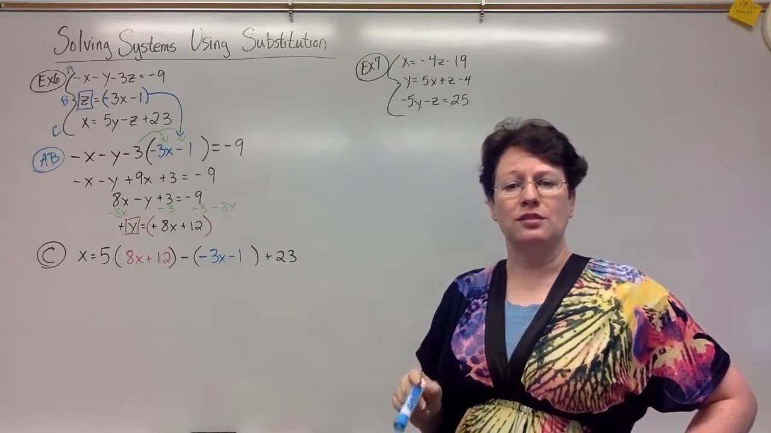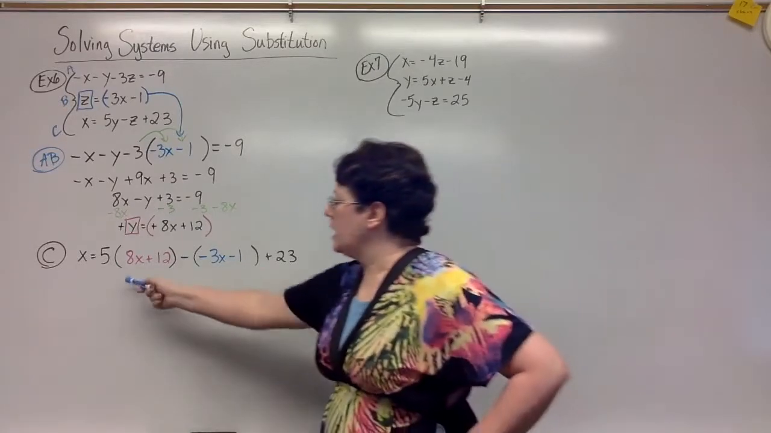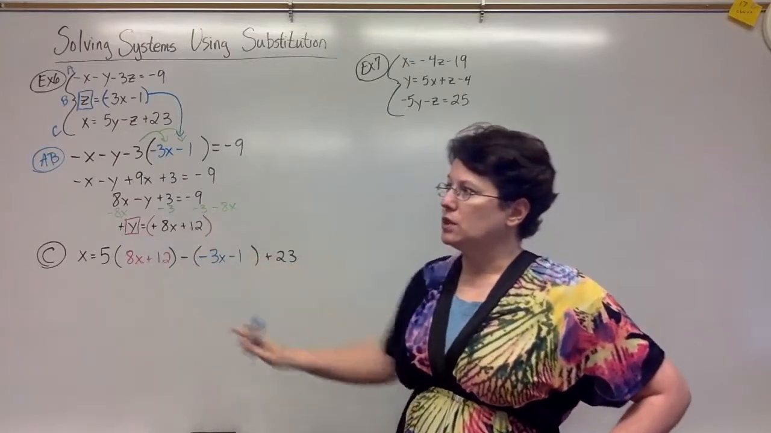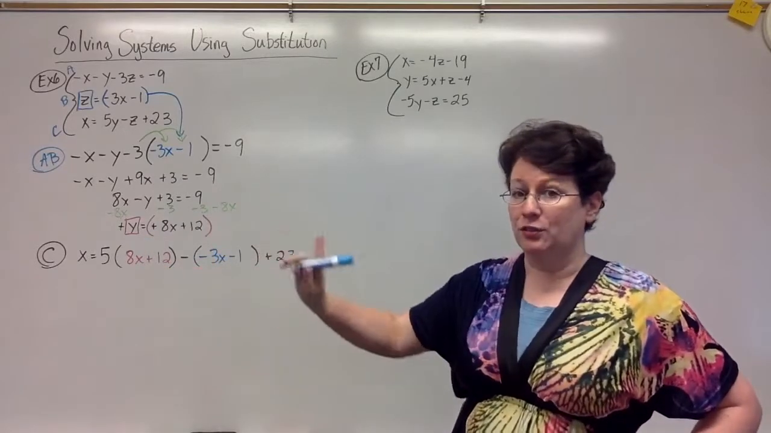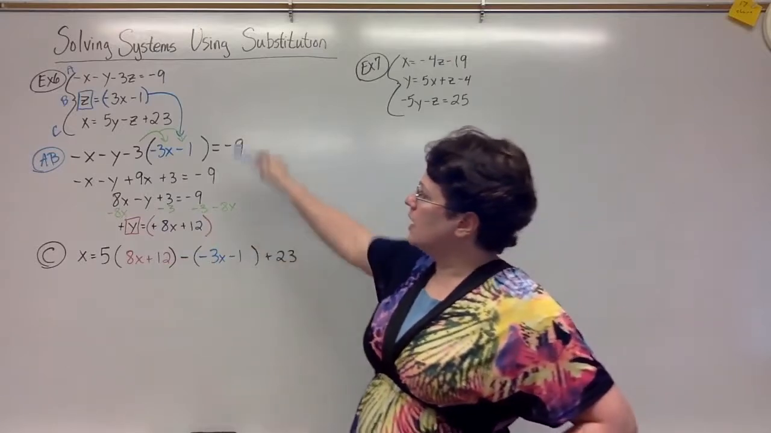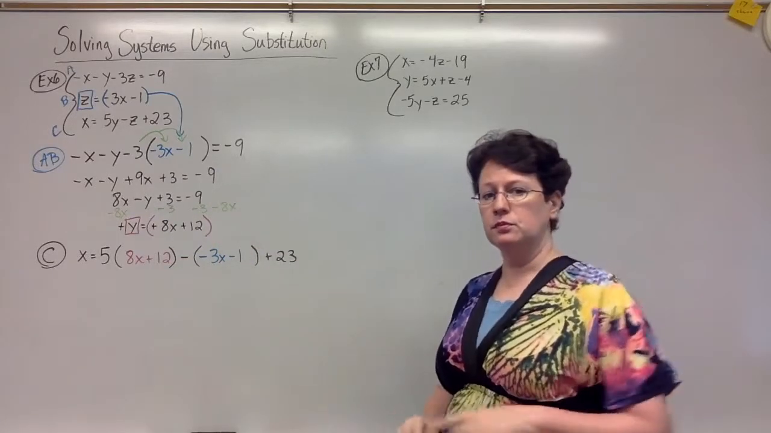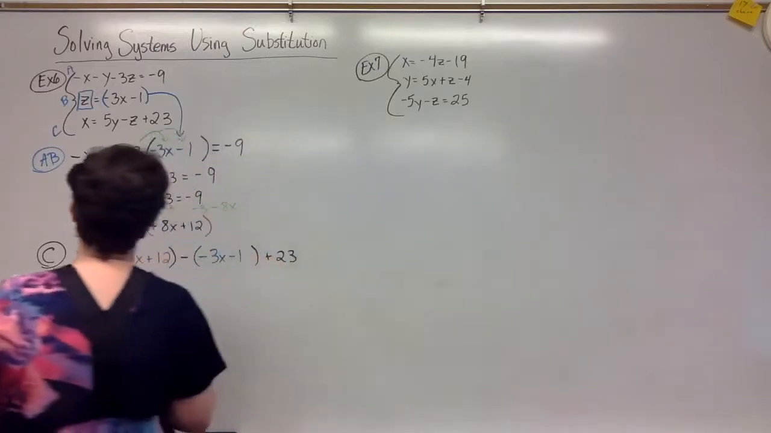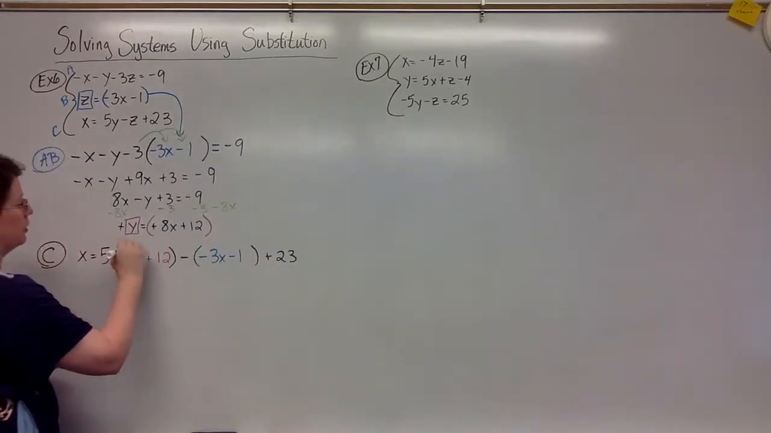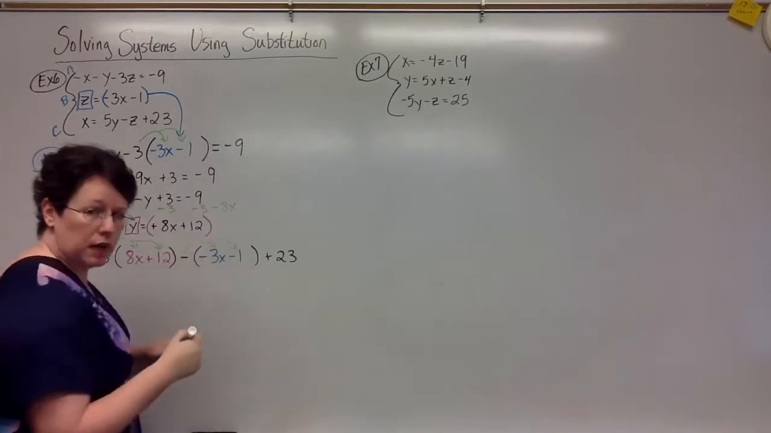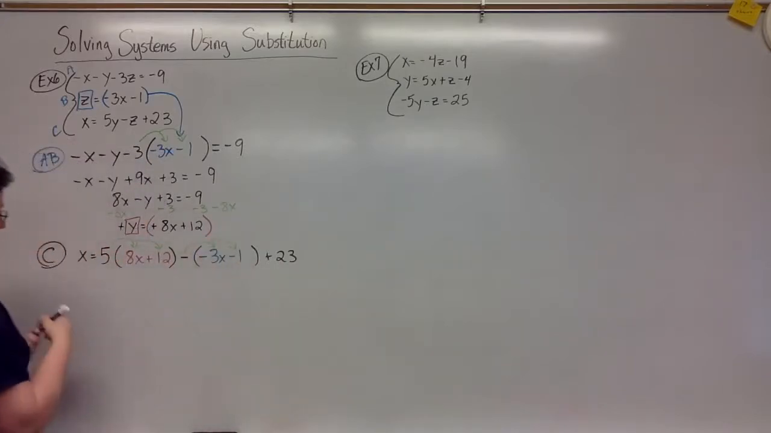That is the goal. I have an x, an x, and an x. That means I can distribute and I can solve for x. And once I get x, I can plug it back in and find the others. So let's do that. We're going to distribute the 5, and we're going to distribute the negative, and we're going to combine some like terms.